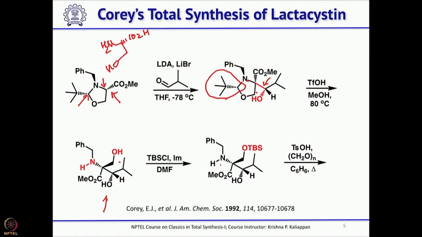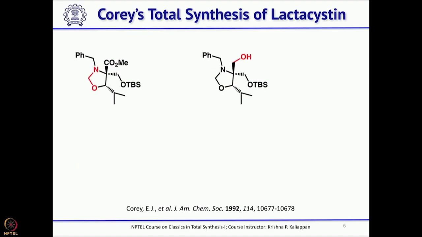This is NH and this is OH. Okay, you can see NH, OH. And if these two are protected with formaldehyde, again you will get a 5-membered ring. Isn't it? Again, you will get a 5-membered ring. So that is what happened. Okay, you can see, you protect this amino alcohol.